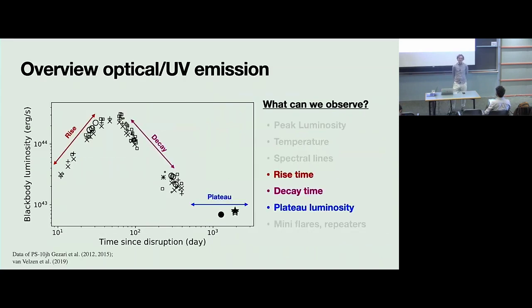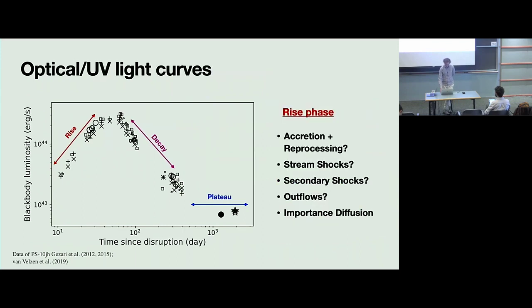Okay, so back to this figure again. Let's look in more detail at the different phases of the light curve. We have the rising phase, and I think there are just a lot of different possibilities here. Now we really get to the heart of the question: what is the emission mechanism? Is it accretion plus reprocessing already for the peak? Did an accretion disk already form? Or is it the kinetic energy of the streams that is released and powers the rise time? Or is it a different kind of shock, this secondary shock from Clément's model?